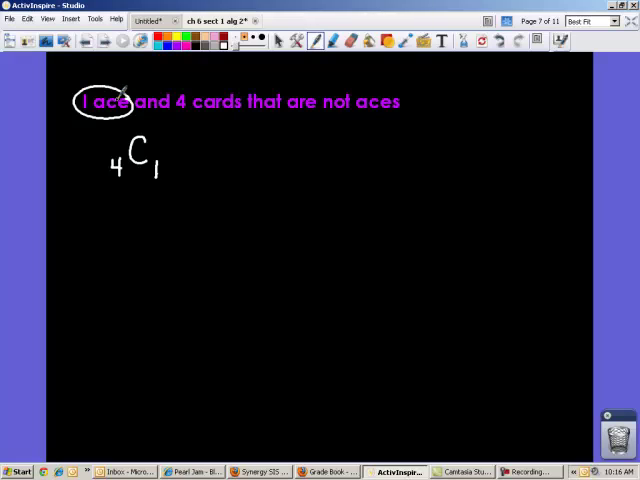So if you take the stack of cards, which are 52, and you minus those 4 aces from it, you have 48 cards left over. So we're going to multiply this combination by the other part, because this is the 4-card part. We have 48 total objects left. We're going to see what the combination would be if we took 4 that are not aces. So all of these 48 cards are not aces, and we want 4 of them.